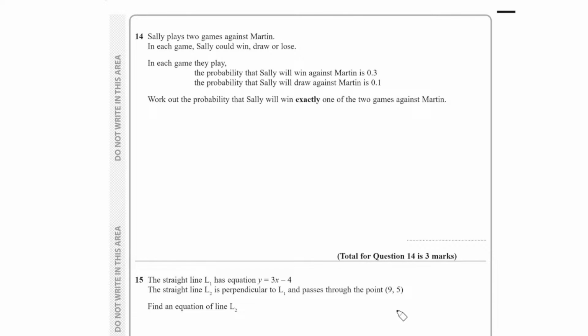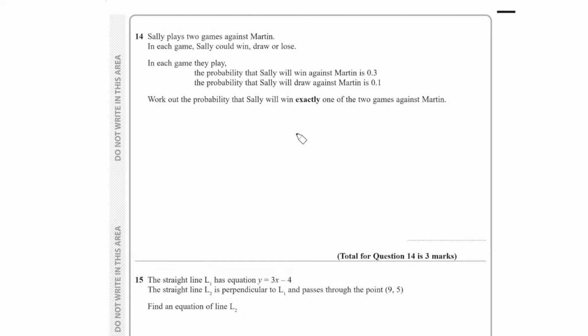Okay, question 14. Got some probability now. Sally plays 2 games against Martin. In each game, Sally could win, draw, or lose. So we've got 3 parts there. In each game they play, the probability that Sally will win against Martin is 0.3. The probability that Sally will draw against Martin is 0.1. Work out the probability that Sally will win exactly one of the 2 games.